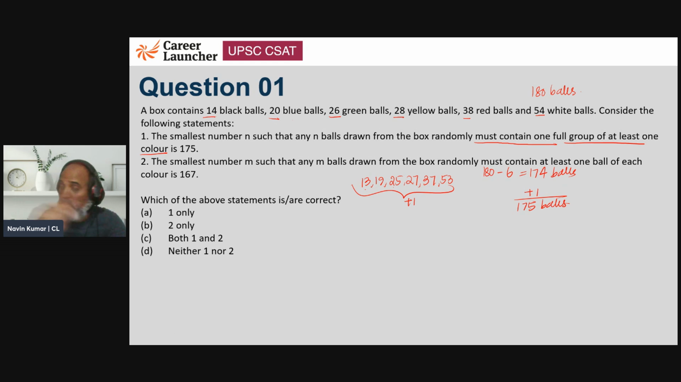Only that color, not all the colors, because the question doesn't say all the colors. It says must contain one full group of at least one color. कम से कम एक कलर भी है तो चलेगा, right? So 175 will become the correct answer. So the first is true, it is correct. So answer cannot be BOD. Now we'll have to check for second. Same logic, we will not read M and all that. We will straight away get to the premise.